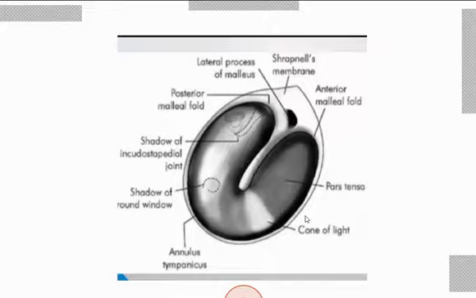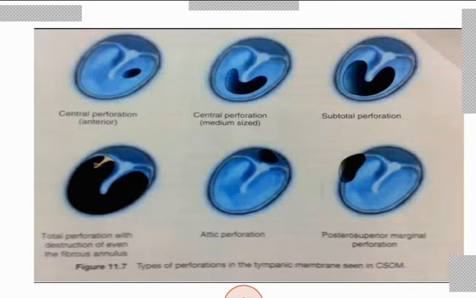Coming to the types of perforation. Central perforations are perforations in the pars tensa. There are normal tympanic margins all around. So these are all central perforations.